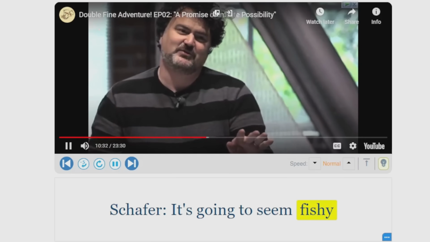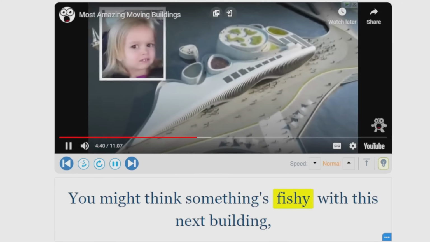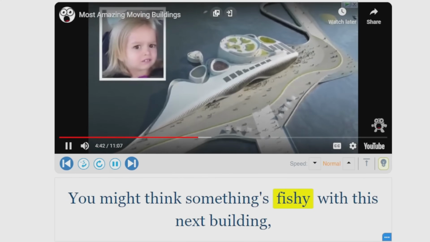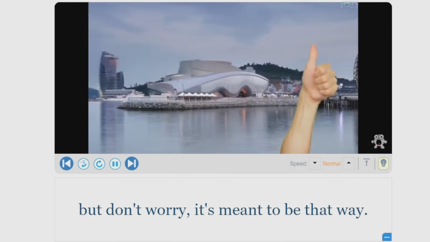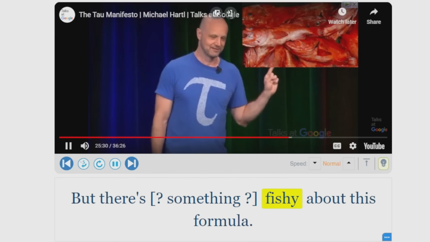It's gonna seem fishy if you only pick Sarah Gans for the bad example. You might think something's fishy with this next building, but don't worry, it's meant to be that way. But there's something fishy about this formula.